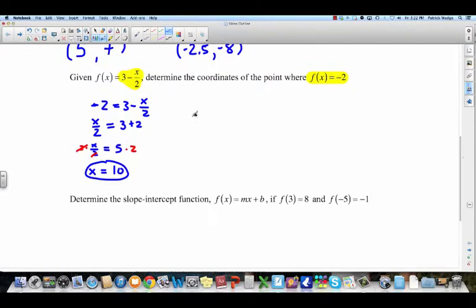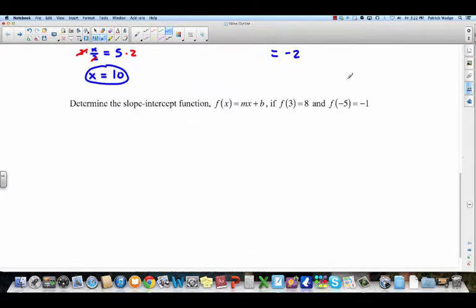Let's see if it's true. You don't have to do this, but why not? We want to know if the input value of 10, so in other words, we want to know if f of 10 equals negative 2. So let's see. We're going to write this highlighted bit right here, but wherever we see x, we're going to put the input of 10. So that equals 3 take away, 10 divided by 2 is 5. 3 take away 5 is negative 2. So f of 10 is negative 2. Yep, that's exactly what it should be. So we got it right. The input's 10 and gives us an output of negative 2.